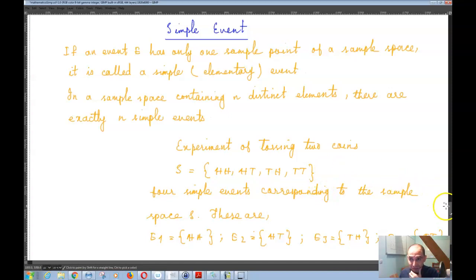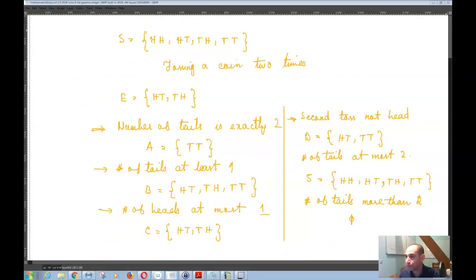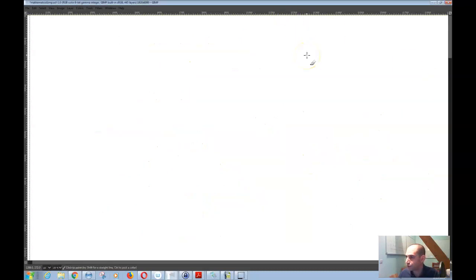And there is something else which is called a compound event.